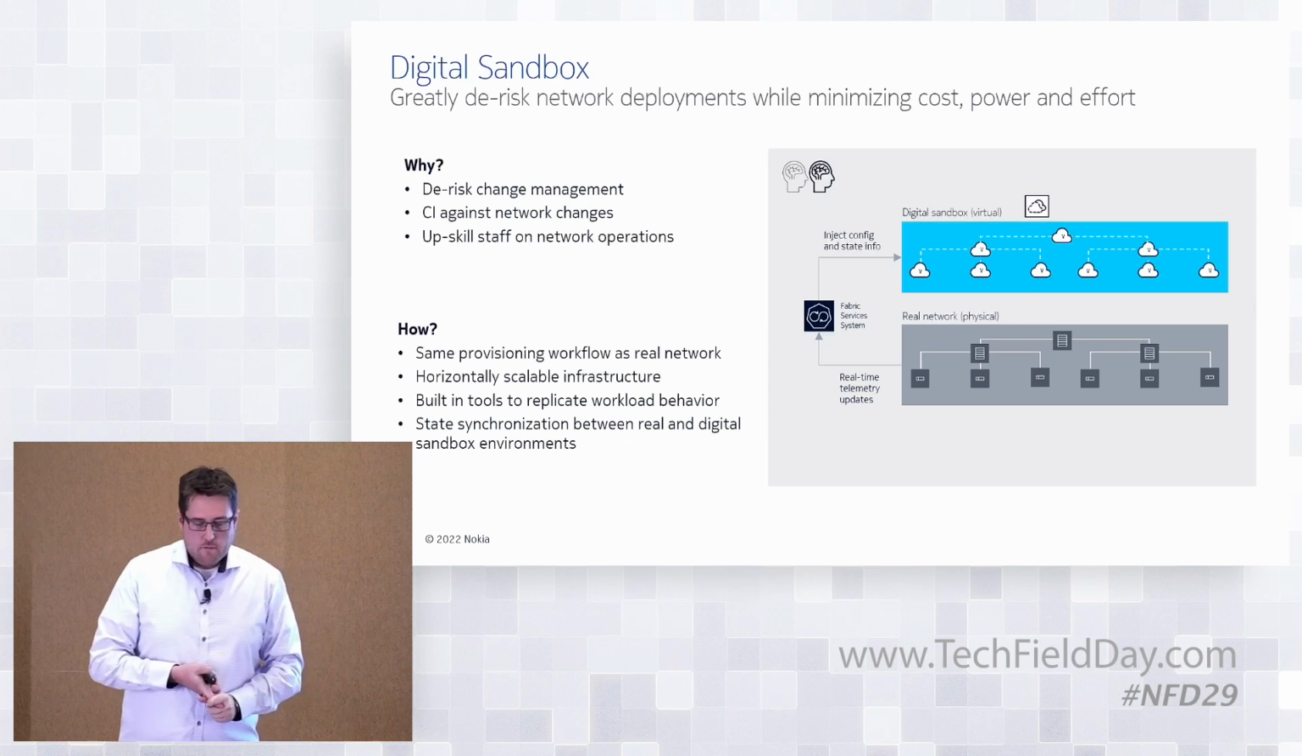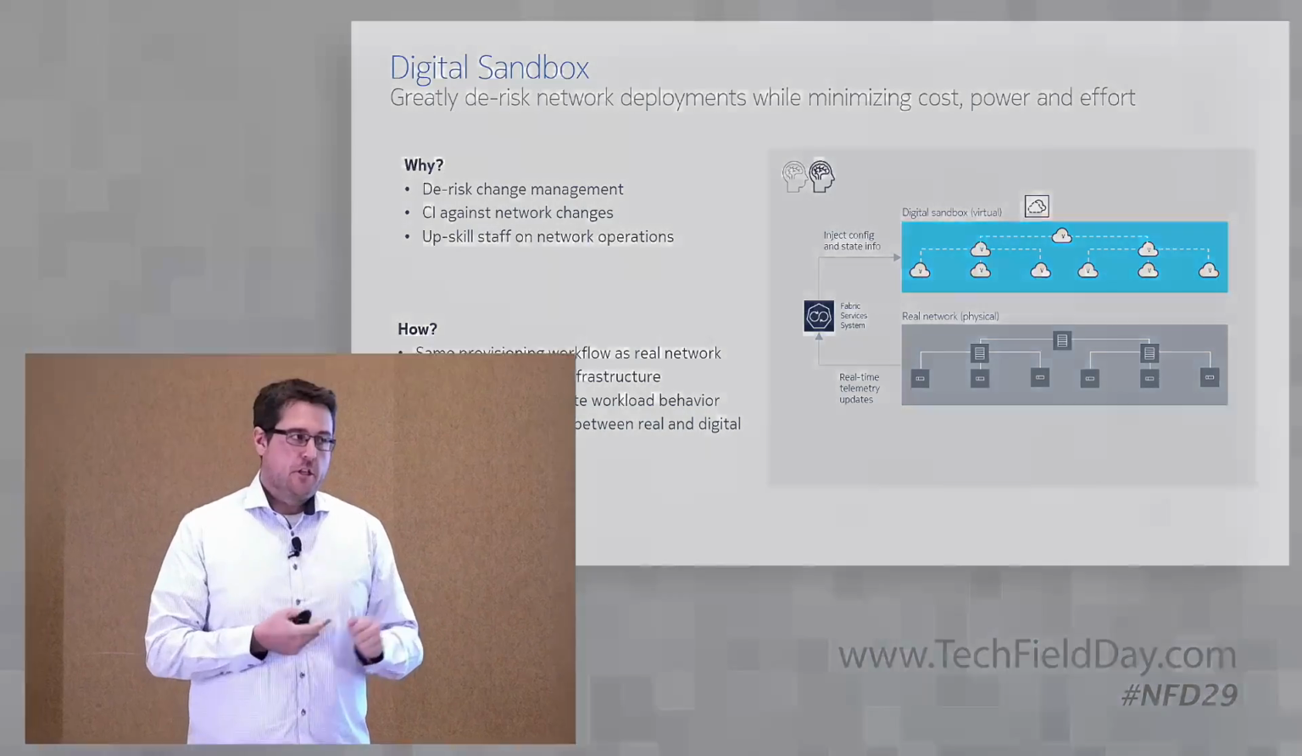One last aspect of Digital Sandbox, which is really important, it's actually a core piece of the demo, is the fact that we can actually do state synchronization between the real network and the digital twin. So what that means is that we can actually tell the Fabric Services System that this is a production network, these are real devices in the network, and I'm about to make a change to that, but I want to de-risk that change, right? Now that change could be through the UI, which I'm going to show you here. It could also be obviously through the API if you're tying it to a CI/CD pipeline, right?